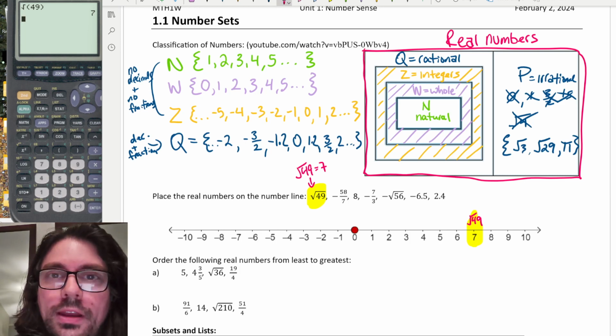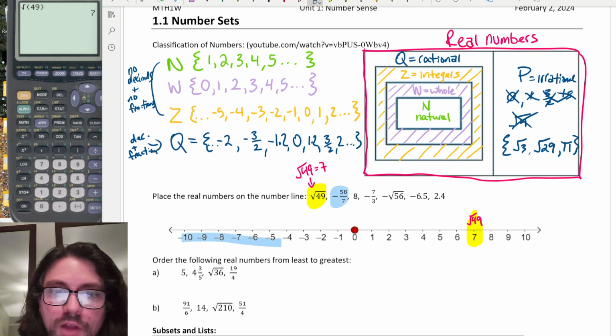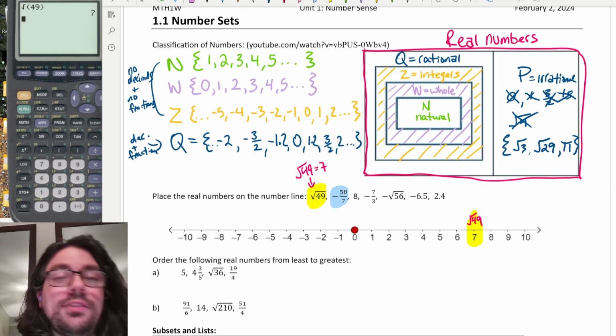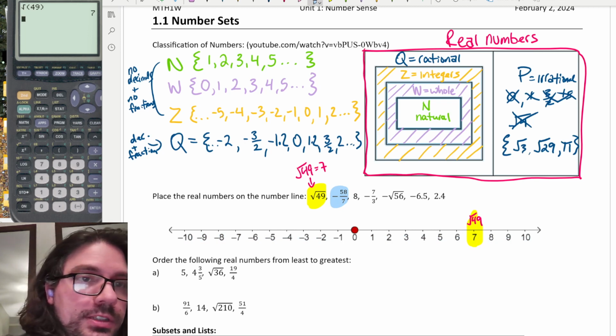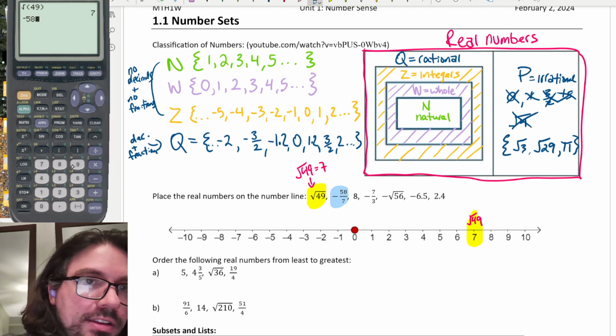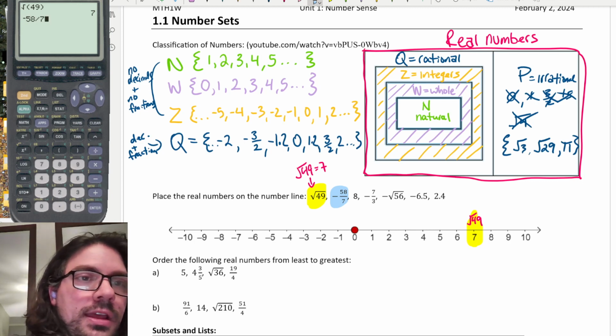So this next one is negative 58 over 7. And of course, that's a fraction, and this number line doesn't have fractions over 7 on it. So let's see if we can figure out what that number is. On my calculator, I can press the negative button, then 58. And over 7 is another way of saying divided by 7.